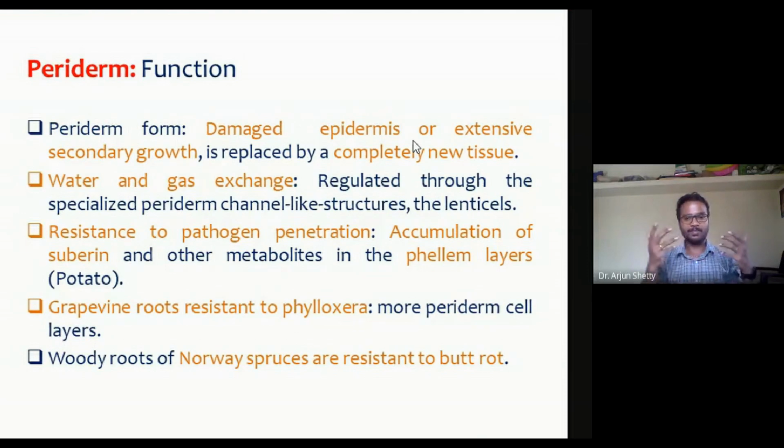And we have the Norway spruce, which is the name of a plant, an ornamental plant. We can see it in India also. The woody roots of this particular plant are resistant to butt rot. If you want to check, you can just Google it. You will come to know Norway spruce. This is a cultivated plant, and because of the woody roots, these Norway spruces are resistant to butt rot diseases.